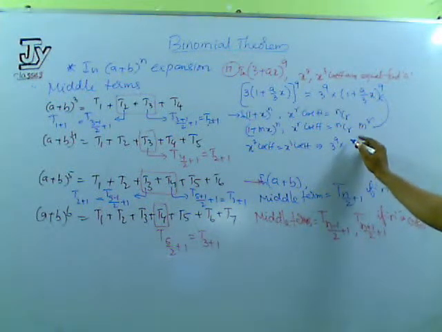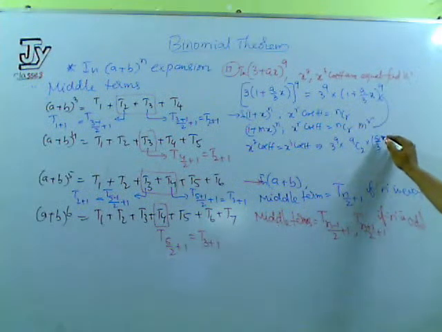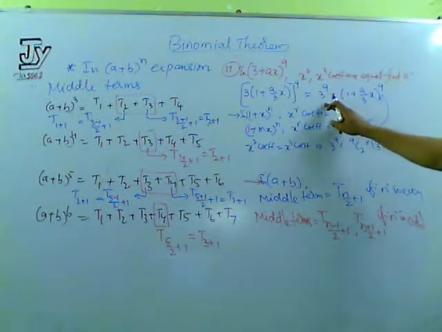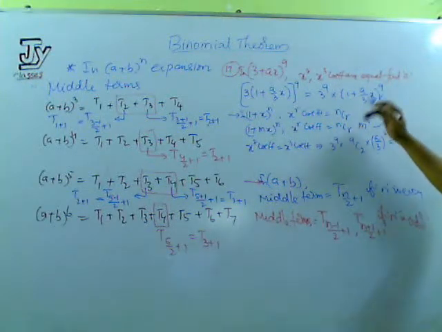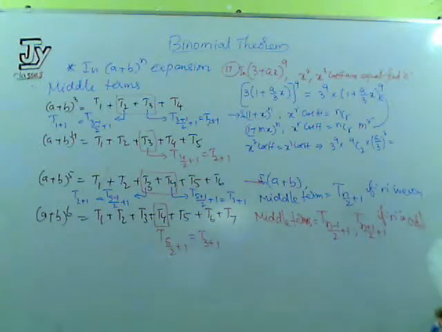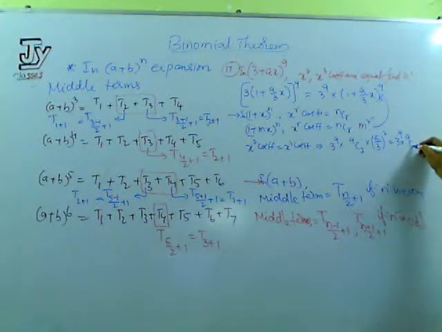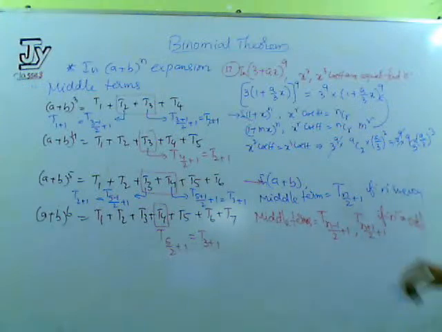3 power 9 into 9C2 into (a/3) whole power 2 is equal to 3 power 9 common because every term is multiplied by 3 power 9 into nCr. 9C2, because the x power 2 coefficient into (a/3) whole power 2 is equal to 3 power 9 into 9C3 into (a/3) whole cube. Now 3 power 9 on both sides gets cancelled.